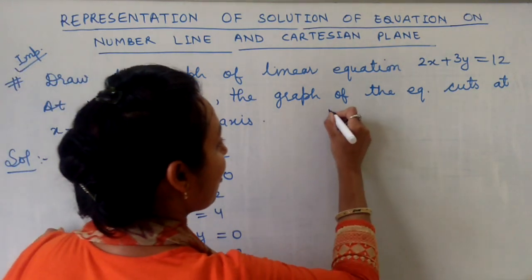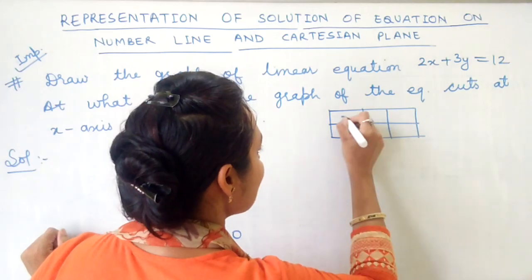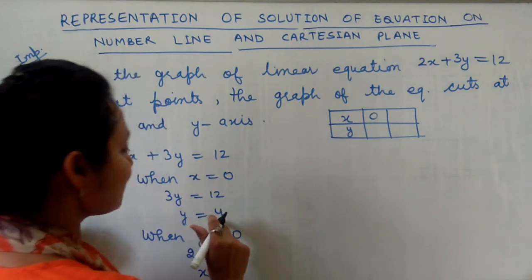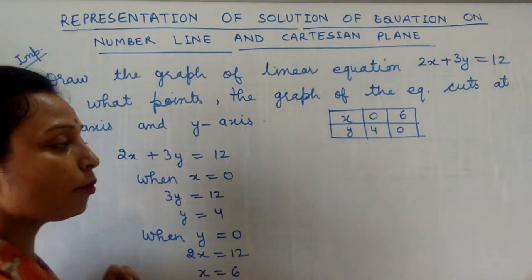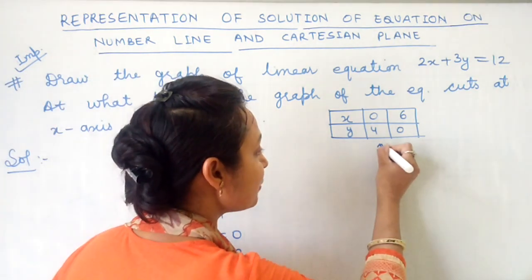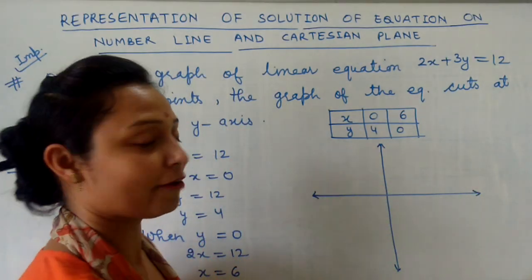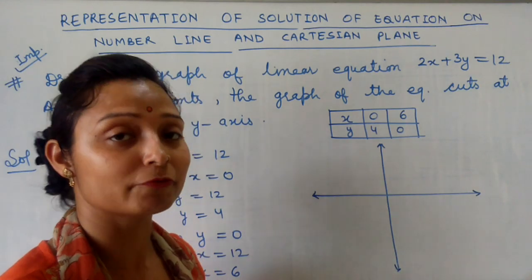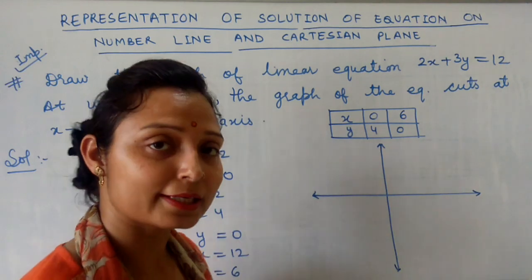That means I will make a table to draw the line. I need only 2 points, x and y. When x is 0, then y is 4. When y is 0, then x is 6. This is only the rough sketch which I have made for you. You always have to take graph paper for drawing the graphs. So this is only a rough sketch for your understanding.